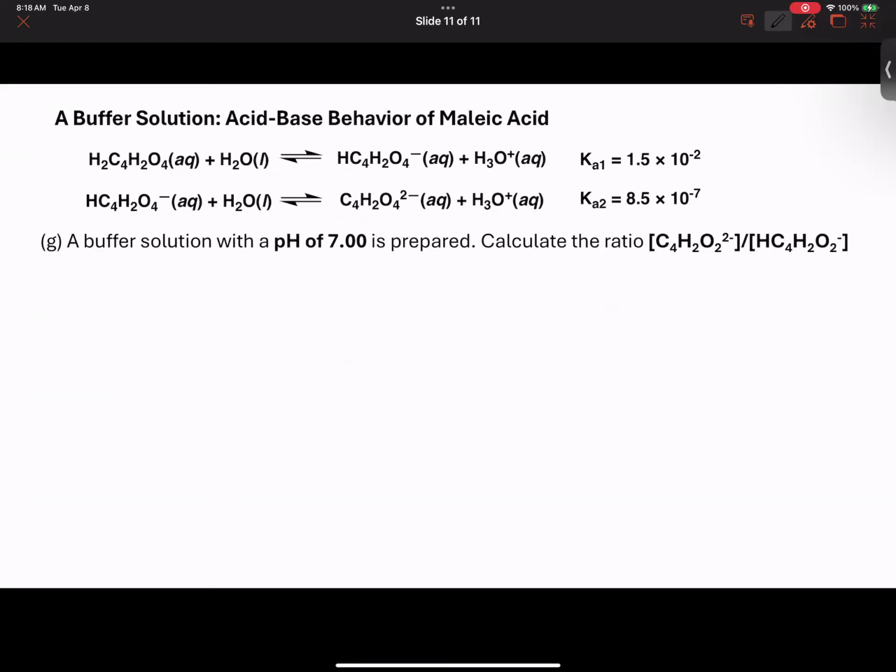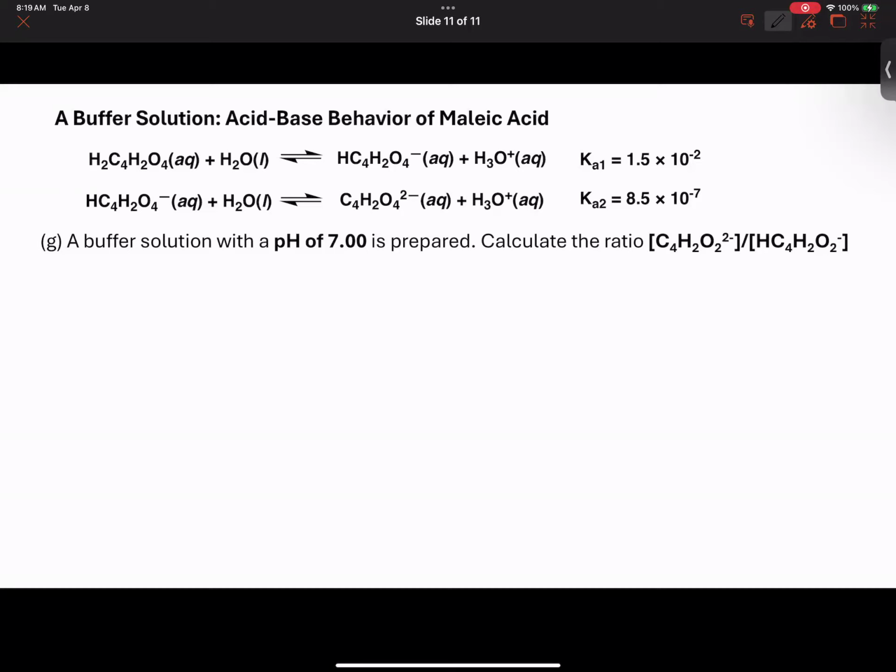Now a buffer solution with a pH of 7.00 is prepared with this hydrogen malate ion and malate ion, those acid and base, both of them preparing this one. Calculate the ratio of the malate ion over this hydrogen malate ion concentration. Okay.